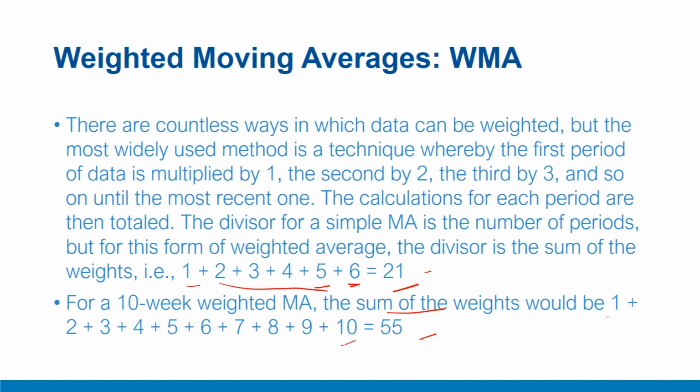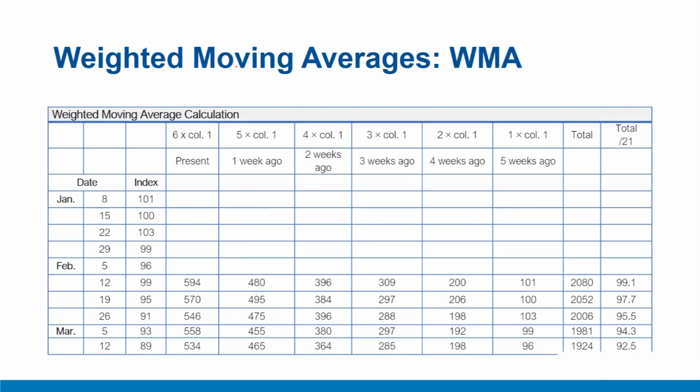The most recent observation will be multiplied by 10, the previous one by 9, and so on and so forth, until the last observation is multiplied by, or given a weight of, 1. Let's do this with an example. This table we have seen earlier; we computed a simple moving average for it, where weekly index price data is given like this. Dates are provided and data shifts week by week.